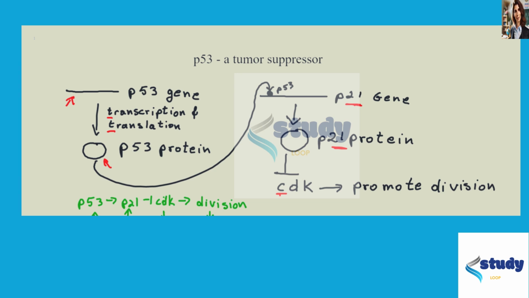wrong with a cell, its production is increased, and its production results in increased production of P21. Increased production of P21 blocks the activity of CDKs. Let me not make that a plus sign, just meant to connect these two lines. So P21 blocks the activity of CDKs, and by blocking the activity of CDKs, you ultimately block division.